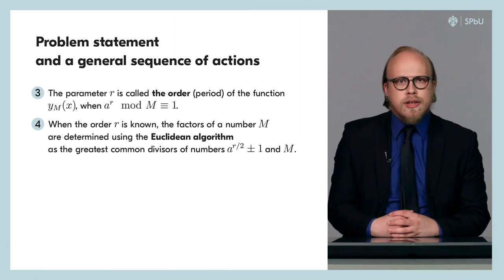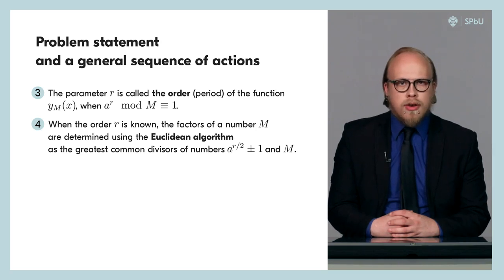It turns out that such a problem can be reduced to the problem of finding the order or period r of the function y_m of x, which is equal to the remainder of dividing the number a to the power x by the number m. Here a is an arbitrary integer which is greater than 1 but less than m and has no common divisors with m. For example, for m equals 15, a can be taken as 2.